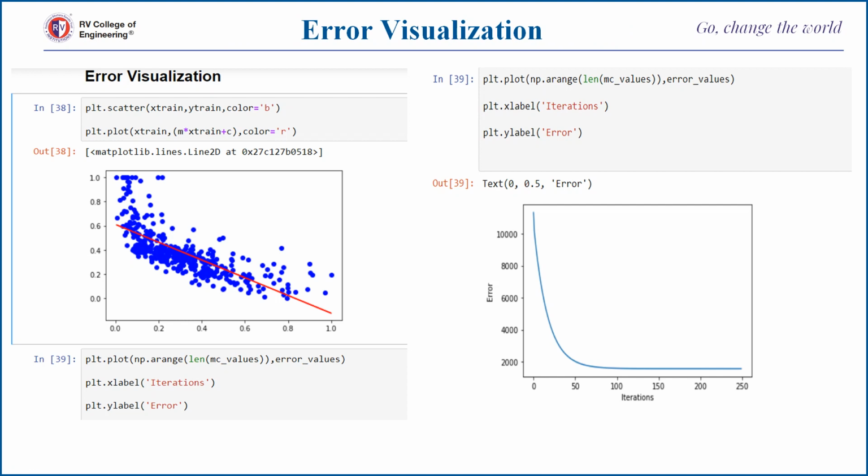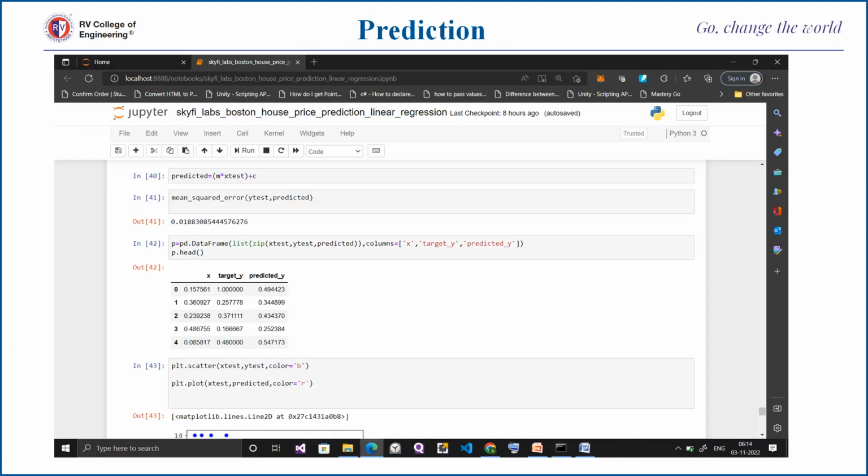Now error visualization. So this is the visualization of the error. The blue colored dots are the training data, the actual expected house prices, and the red line shows on the training data what are the predicted house prices. Yes, and we see on plotting a graph between number of iterations and error, with each iteration, as the iteration increases, the error decreases exponentially.